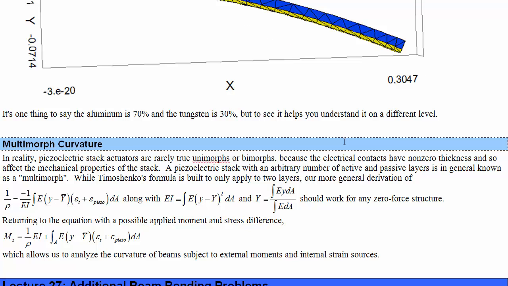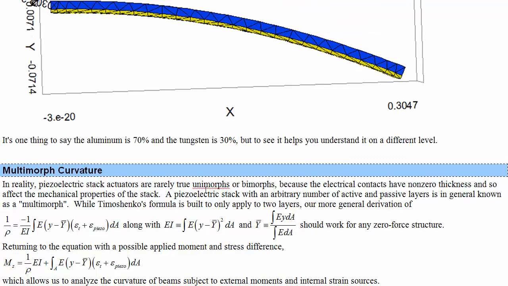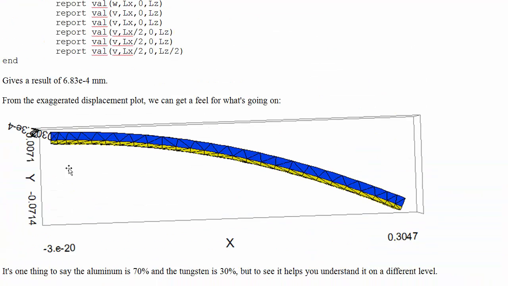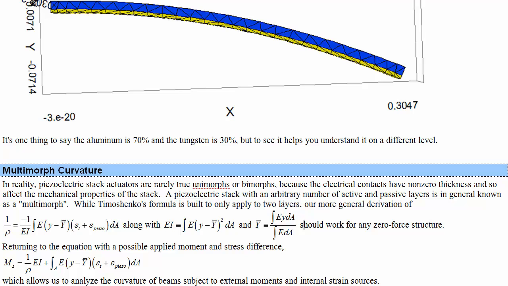Okay, and one last comment, multimorph curvature. So in reality, piezoelectric stack actuators are rarely true unimorphs or bimorphs, where we just have two layers, one of which or both of which may be active, because the electrical contacts have some thickness and they can affect how the material behaves. So for that reason, or in general, you may be interested in analyzing an arbitrary number of layers, and while the Timoshenko formula doesn't extend to that very well, the calculation that we did involving an integral does.